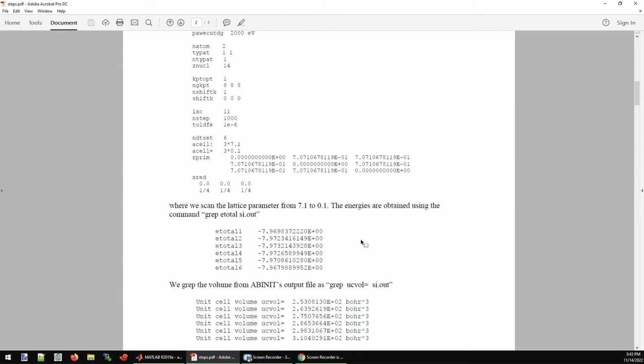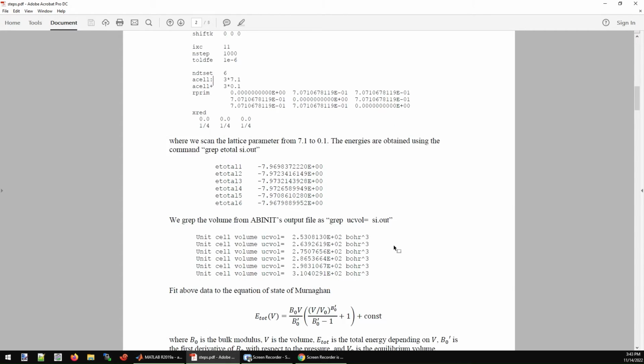So by doing that, we can scan the lattice parameters of the silicon diamond structure, and this is the total energy coming from that. You see that we have 6 different energies from this scanning. Because we are going to do the energy versus volume plot, we also need the volume from the calculation. If you grab the ucvol from the silicon.out output file, you'll get the volume from it.